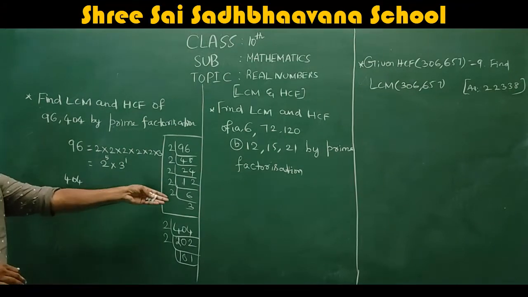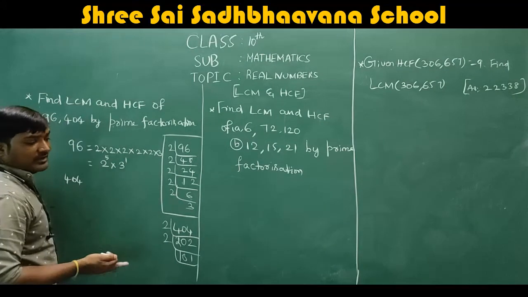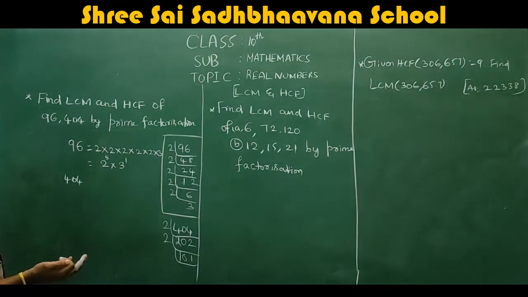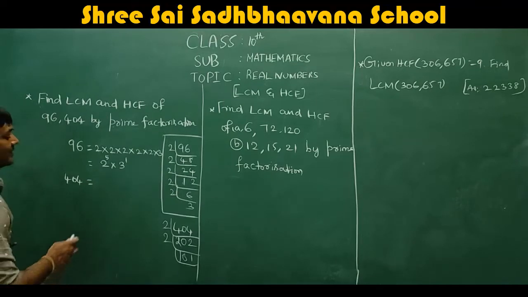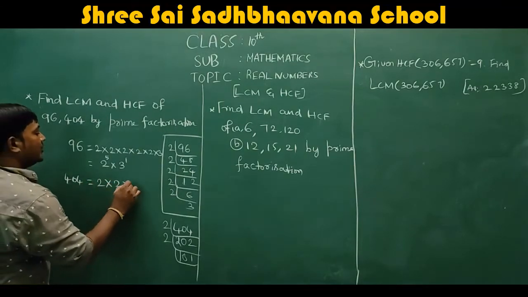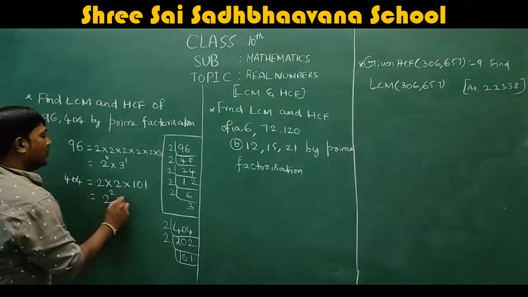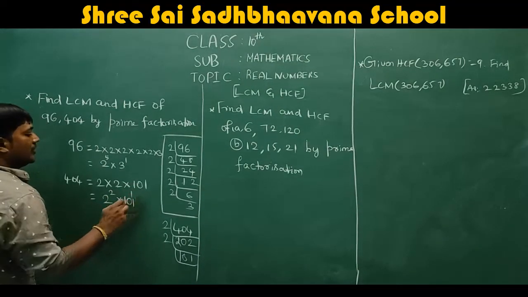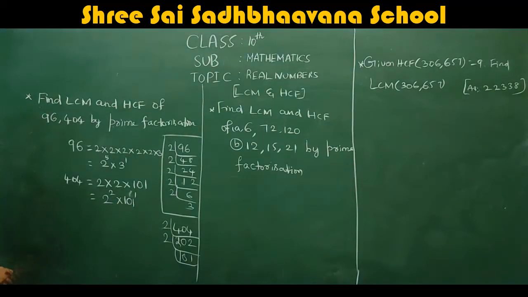Because any prime number, see here, 3 is there. Can we divide 3 by any other number? 3, 5, 7, 11, this 101, all these are prime numbers. Prime numbers cannot be divided further, that you know. So 404 can be written as 2 into 2 into 101, which can also be written as 2 square into 101 power 1.